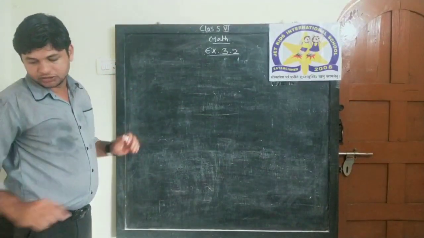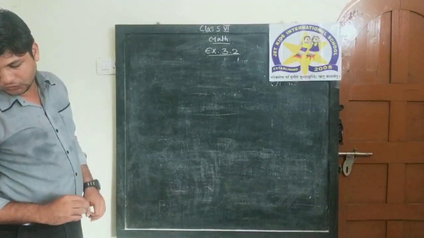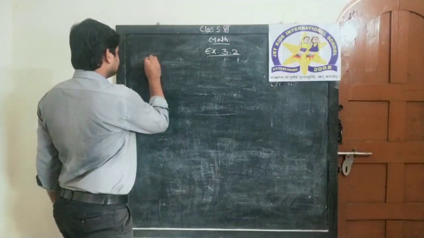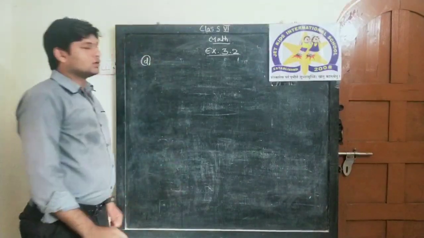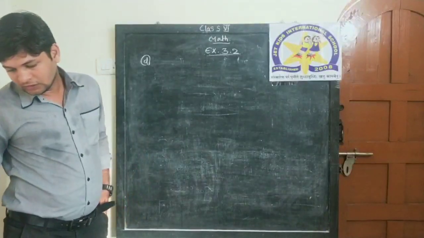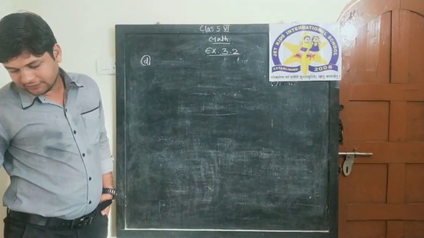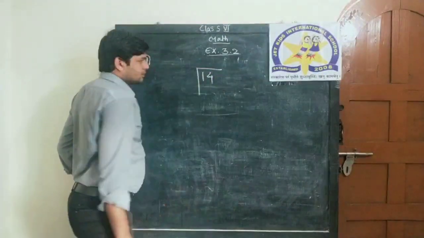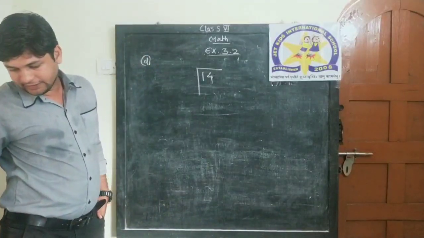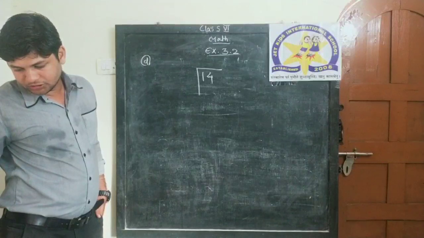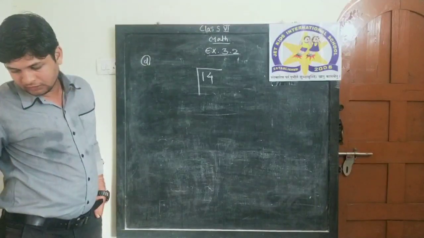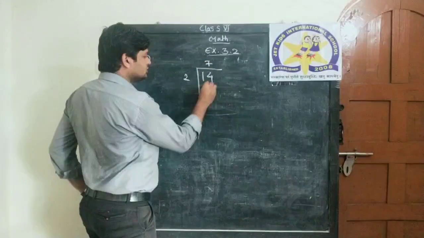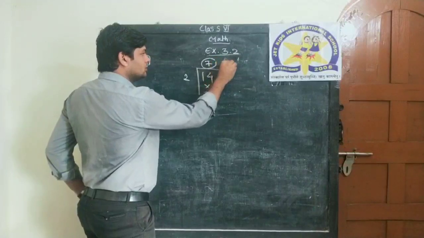The question D is, if an even number is divided by 2, the quotient is always odd. What is given? For example, I am taking even number 14. If I am dividing it by 2, the quotient will always be odd. 2 sevens are 14, right? Yes, it is odd.